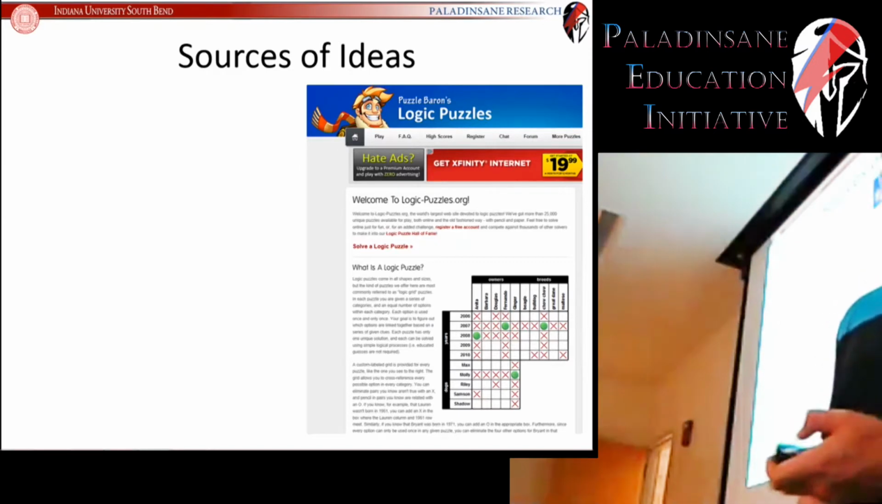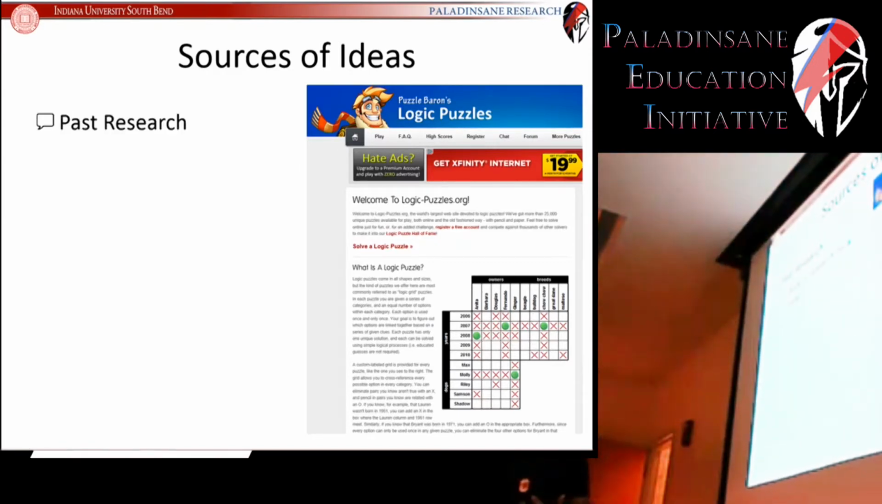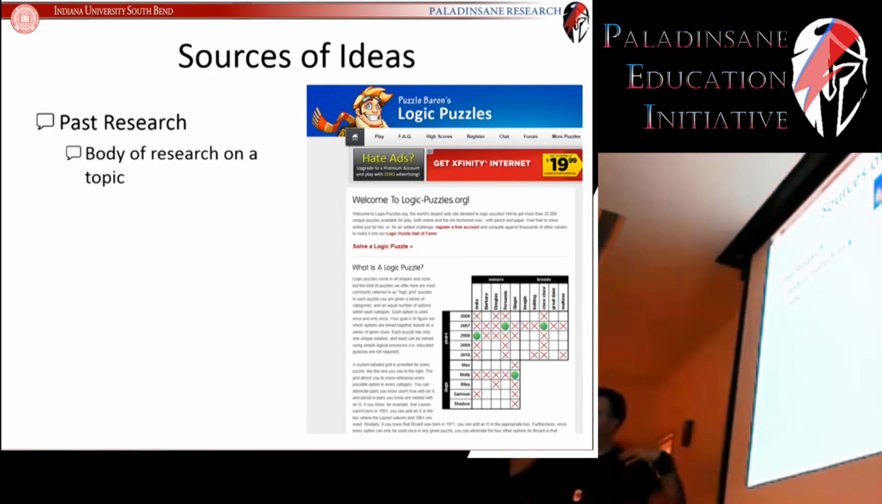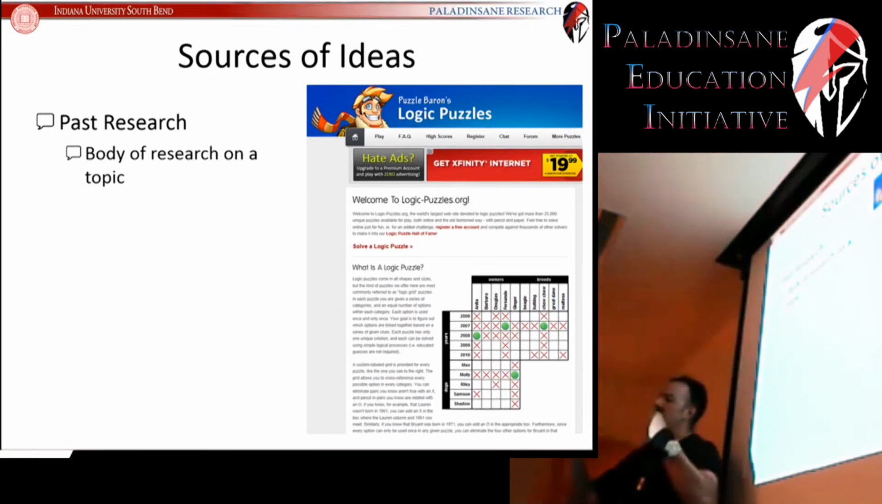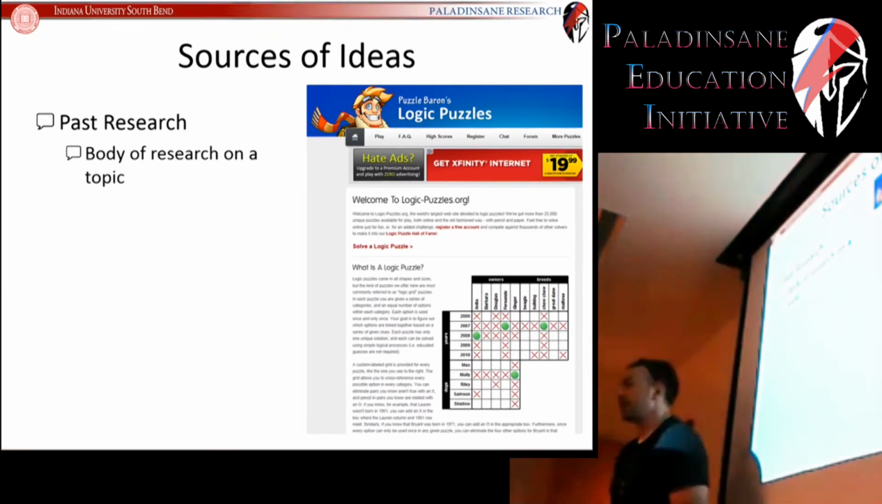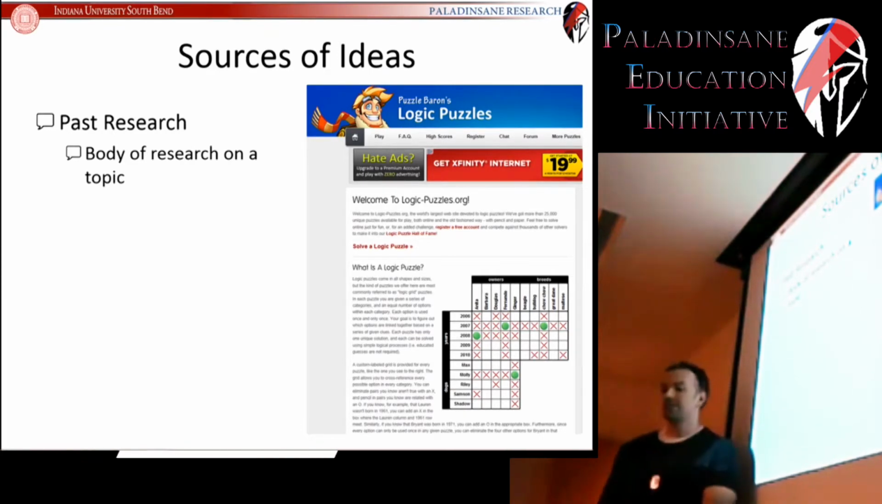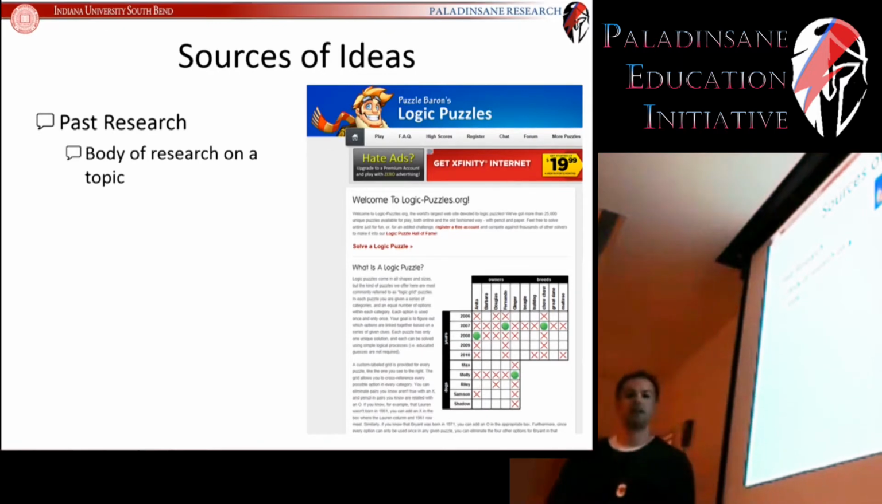All right, the other source of ideas is past research. And this is your body of research on a topic. Most of the greatest contributions to psychology have come from people that understood what had occurred in the past and then asked themselves, what's the next step? What's the next thing that needs to be done?